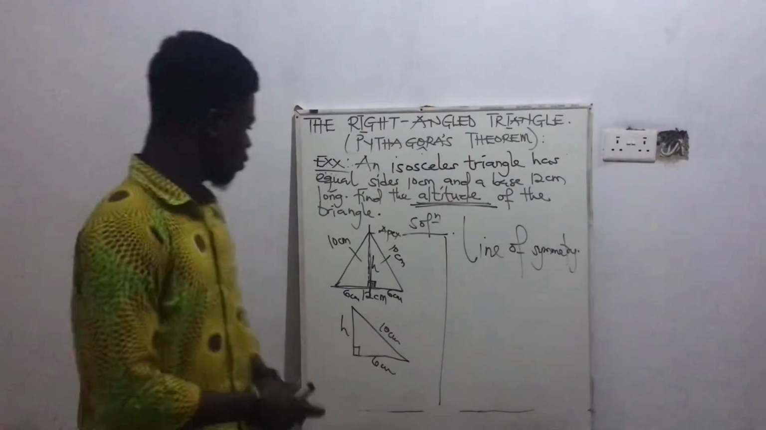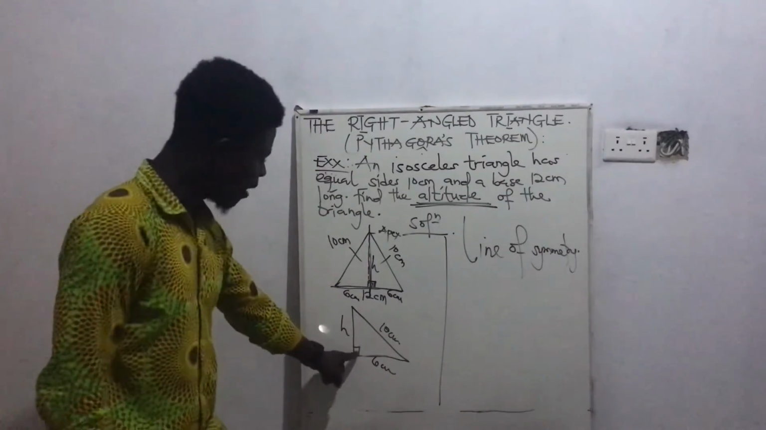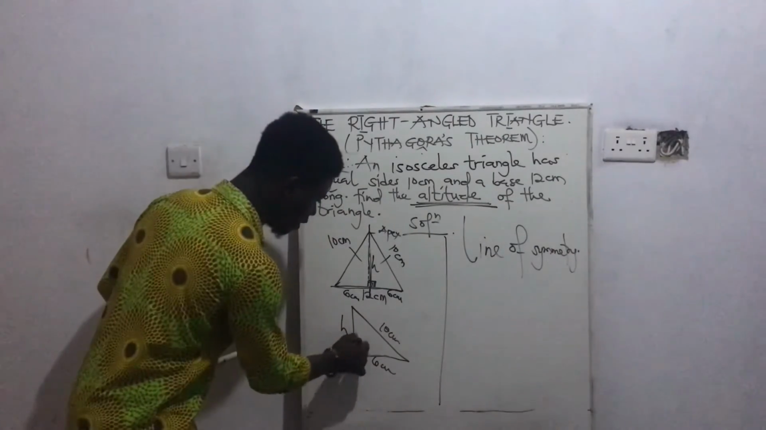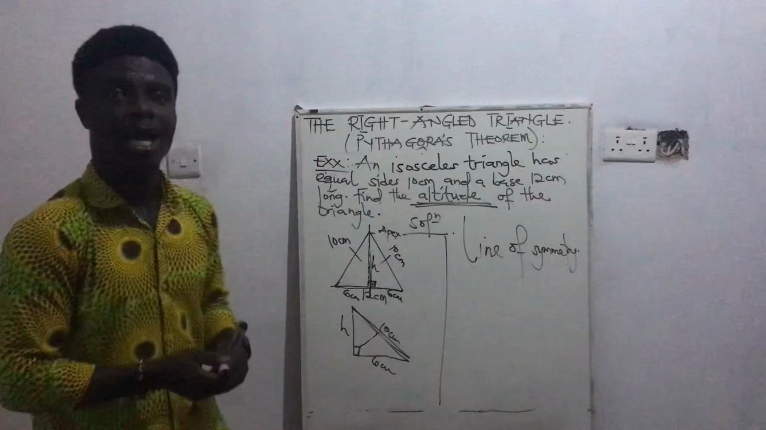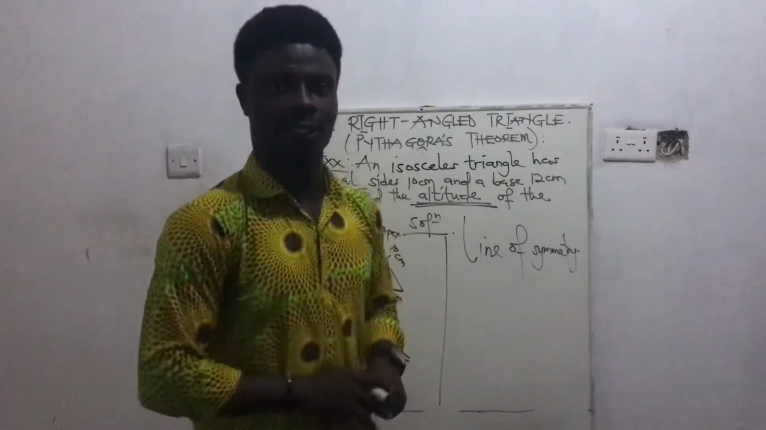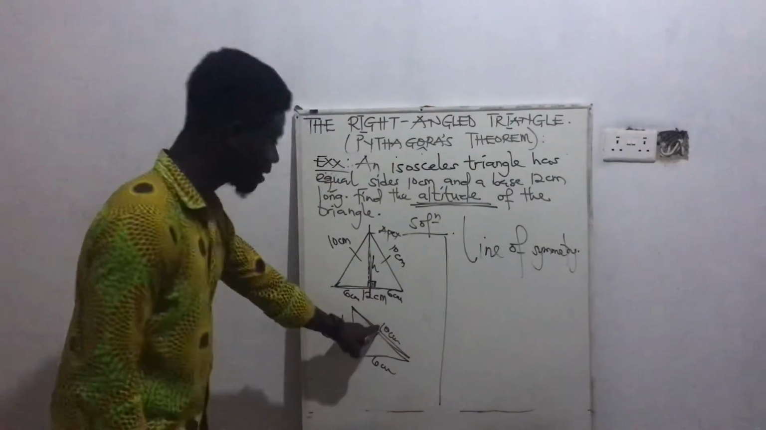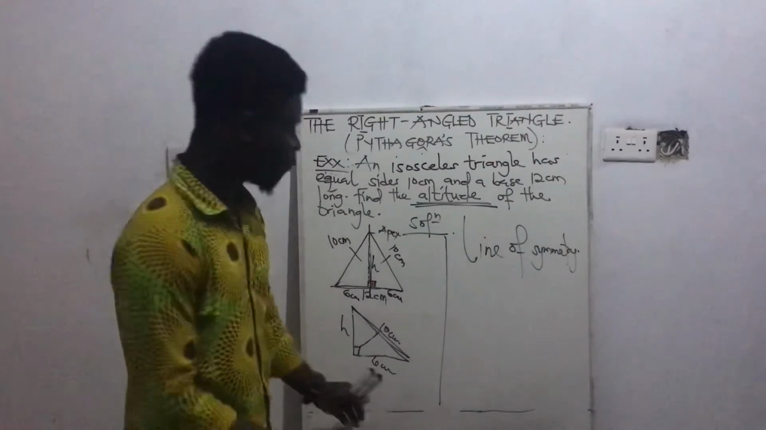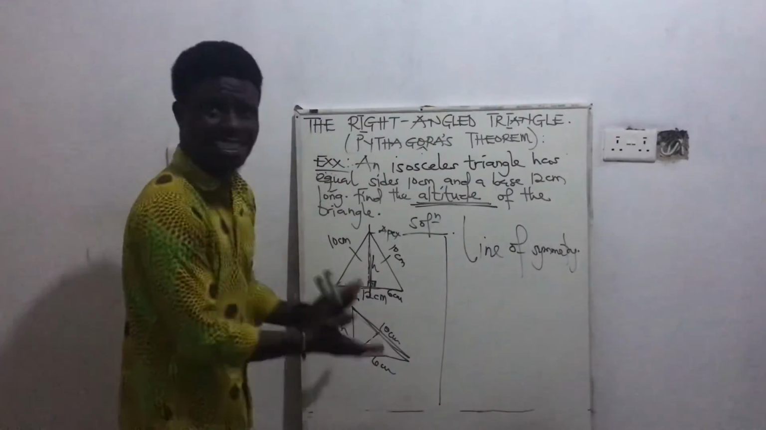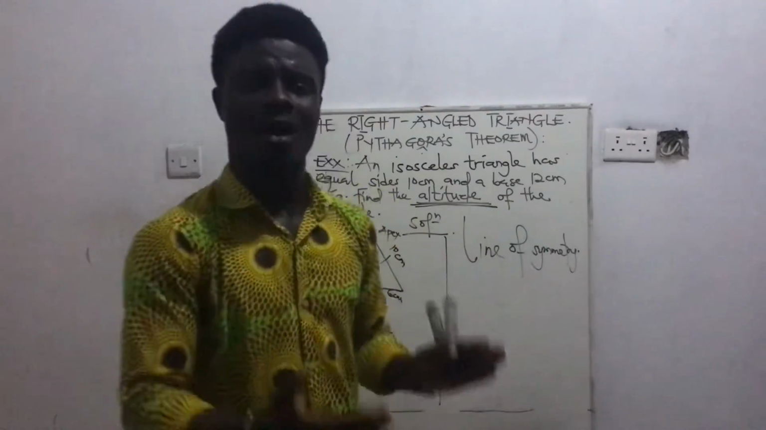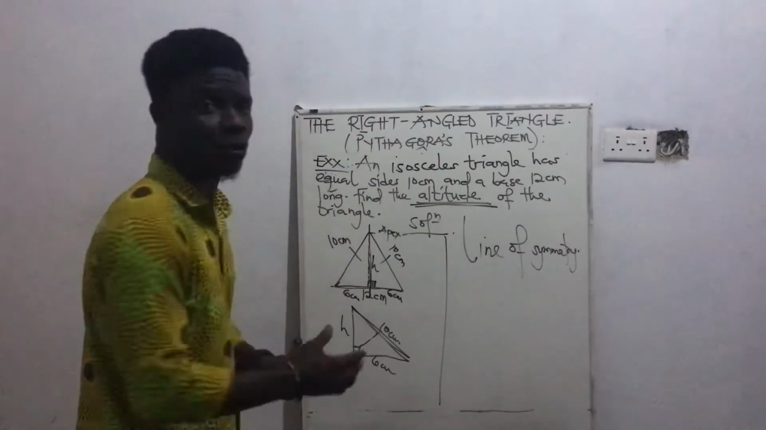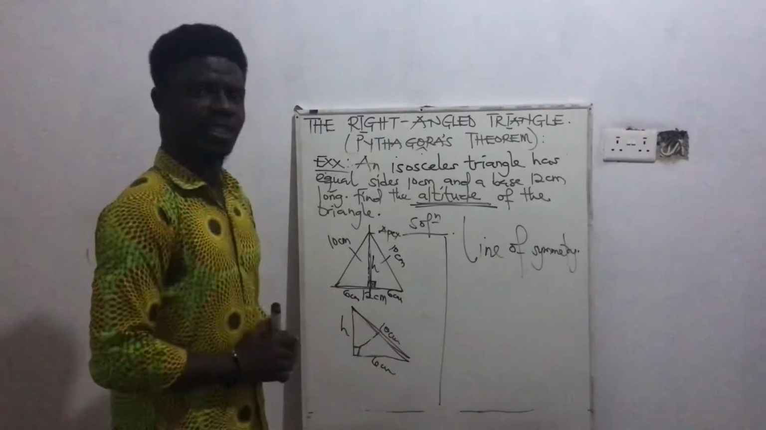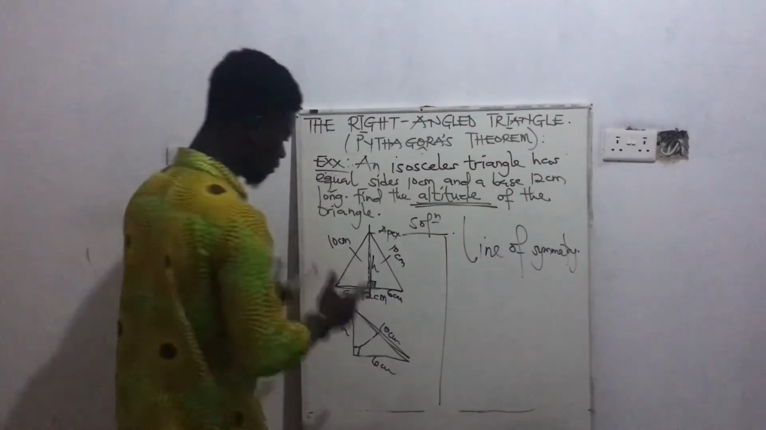Please, are you here? So now how do you solve this? We have the right angle here. So where the right angle is facing, then we can locate our hypotenuse. Do you understand that? So this 10 is my hypotenuse. So now it becomes a right angled triangle, because its measure is 90 degrees.